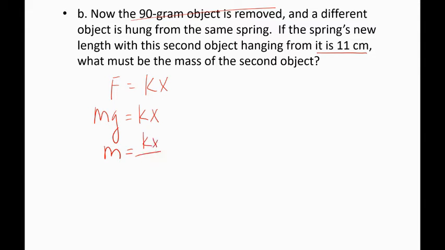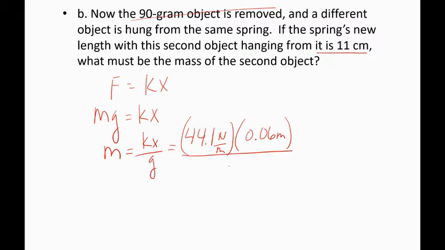So I take my kx divided by gravity, and my k, remember, is a constant. So my k has not changed. It is 44.1 newtons per meter. Now, what is my x? My x has changed. I've gone from 5 centimeters to 11 centimeters. So my x is going to be 0.06 meters. And then my gravity is 9.8 meters per second squared. So my mass ends up being 270 grams. I have replaced it with a 270 gram mass.